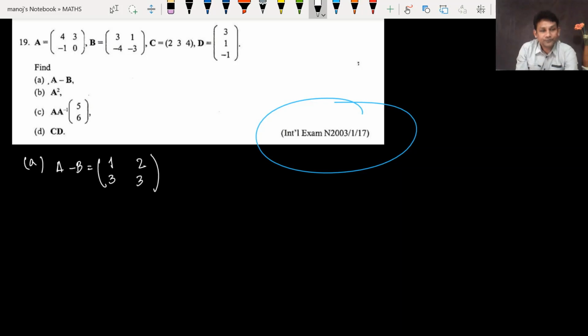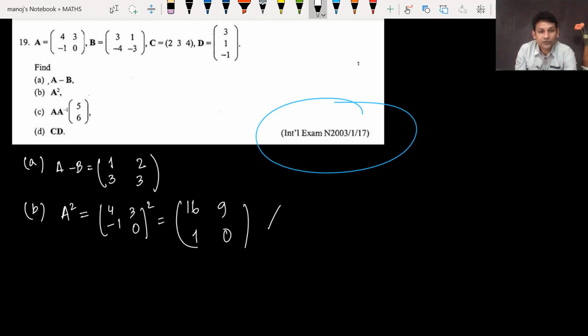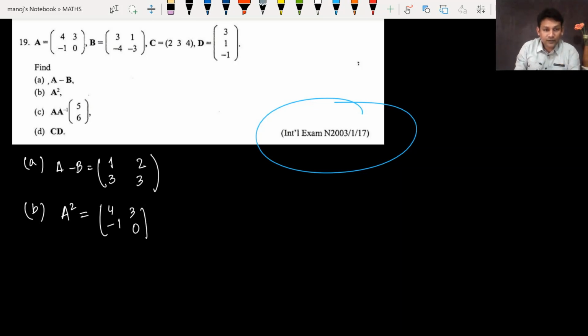B part, okay, this is a very important question, please be careful, and please do not make the mistake here, because it's given A square. What do you mean by A square? Normally I have seen in examination reports that students have written 4, minus 1, 3 and 0, and they are squaring each number, 16, 1, 9 and 0. This is wrong. Please do not do this. So I would like to solve it again.